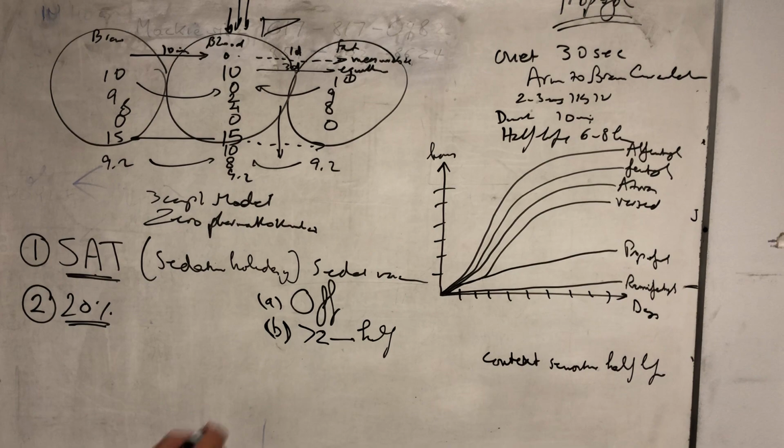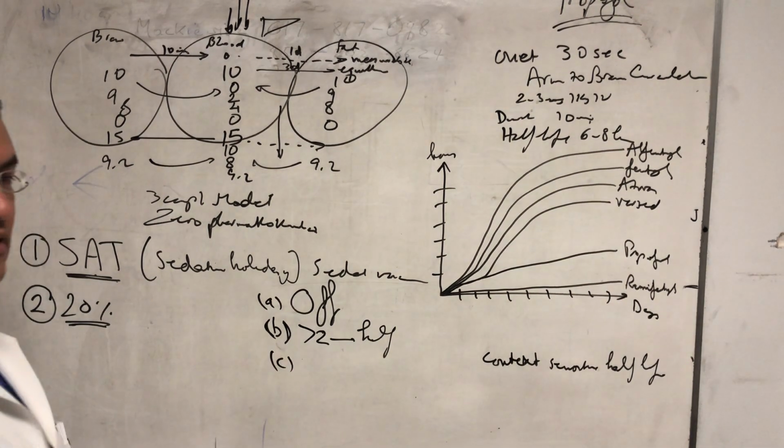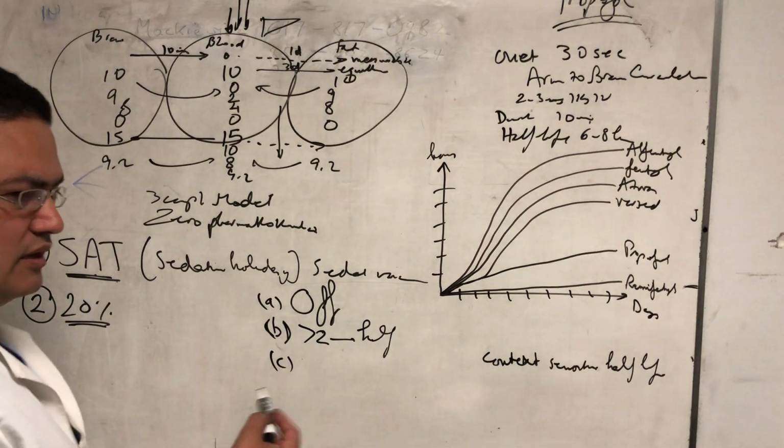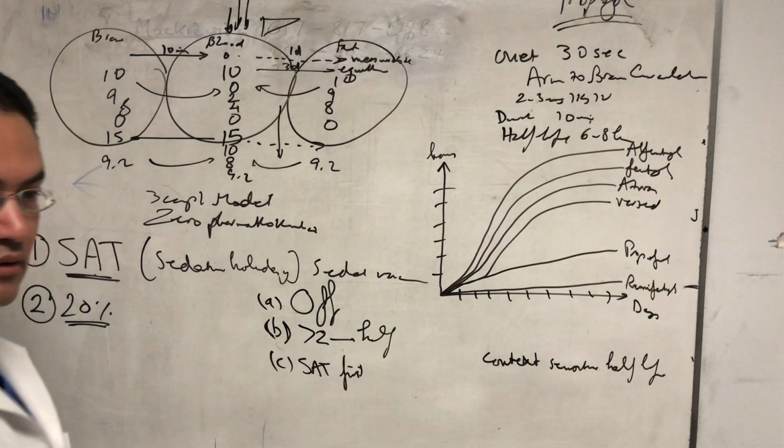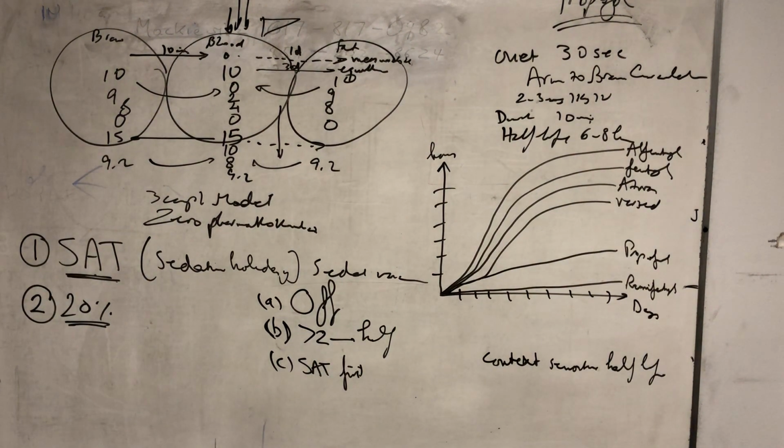Number three is there is a misconception that the SAT and the SBT have to happen together. So for example, they turn off the sedation and they call respiratory to put the patient on SBT. So what happens is that the patient is not completely awake yet.